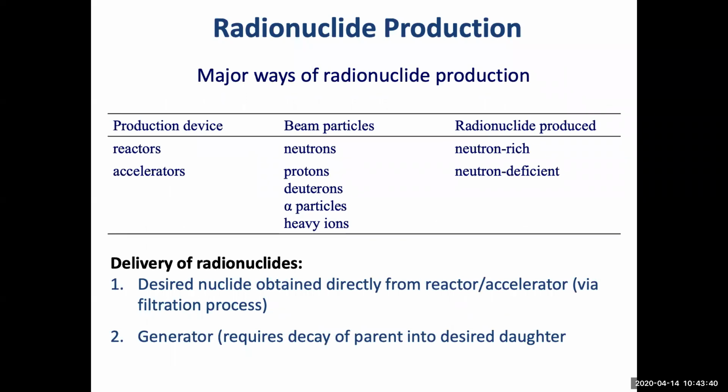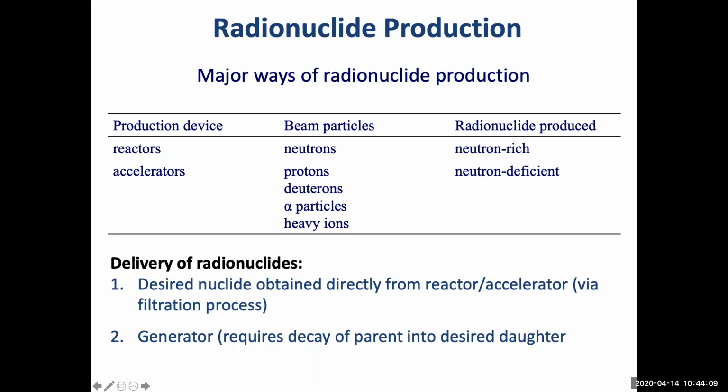The major ways of radionuclide production are reactors and accelerators. Reactors, like a nuclear reactor, and accelerators, an example of which is the cyclotron, which produces positron emitters. In the reactor, the beam particle is the neutron, a subatomic particle. This neutron hits the stable atom and we get the radioisotopes, or there's another way. We will go into details now.